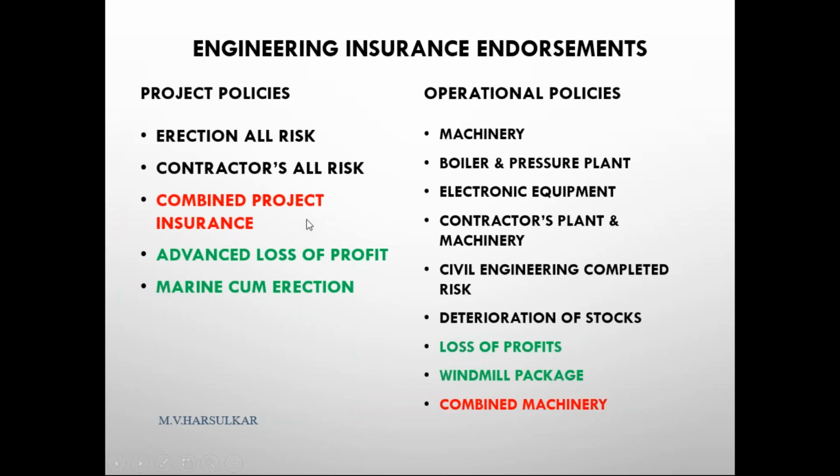This is mostly given to mega projects, with a sum insured of about 2,500 crore and above, and it is a tailor-made policy. In operational policies, you have machinery insurance, boiler and pressure plant insurance, electronic equipment, contractors plant and machinery, civil engineering completed risk insurance, deterioration of stock insurance, loss of profit insurance, windmill package policy, and combined machinery. This combined machinery policy is again given to mega policies, with a sum insured of about 2,500 crore at one location, covering all types of machinery. Here you have separate policies for machinery, boiler, electronics, CPM and so on, but that is a combined policy covering all these machineries in the insured premises.